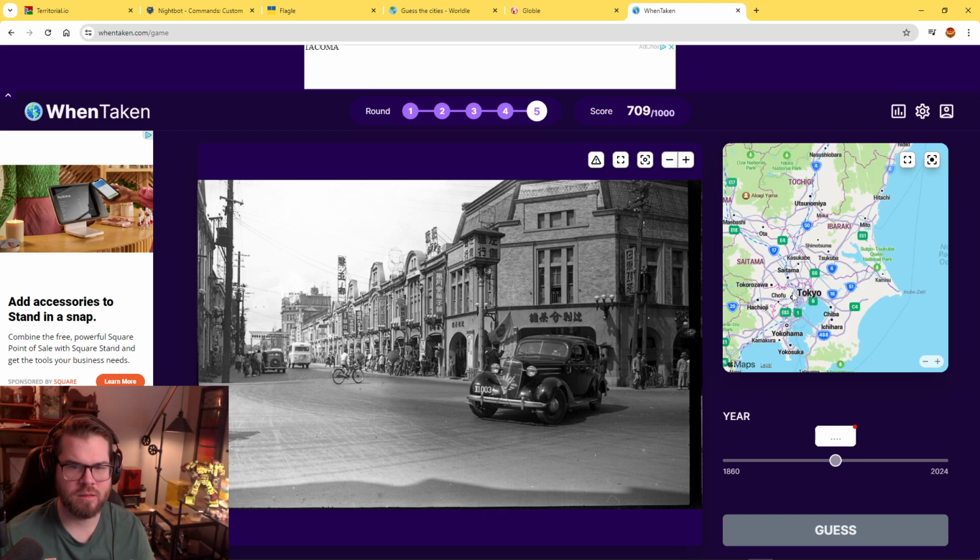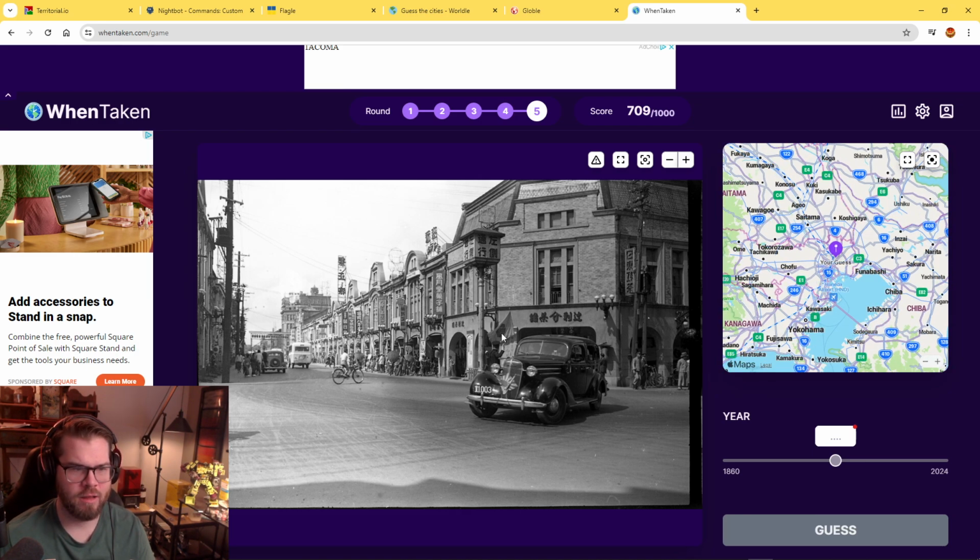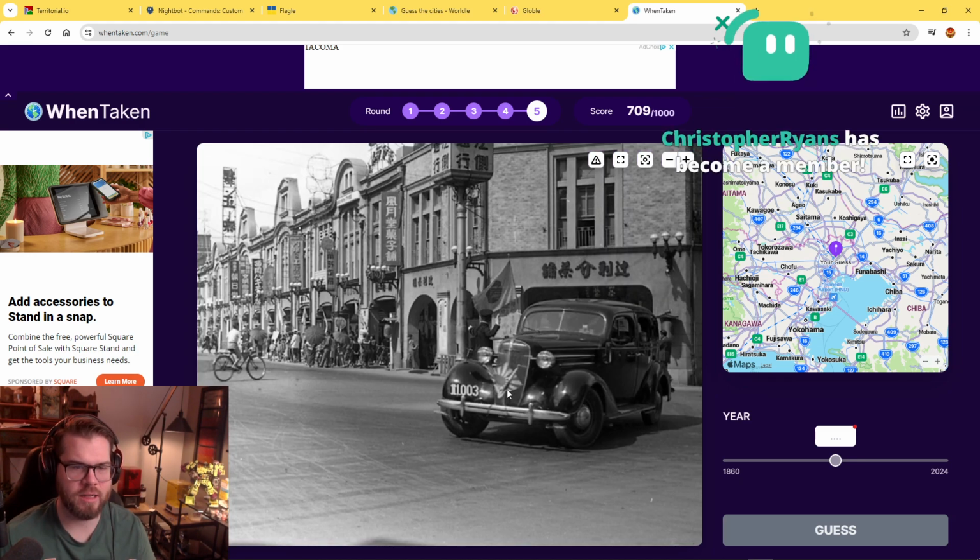Now, when is this? Here's an important distinction. This flag is not... No, I was about to say, the Rising Sun is there.